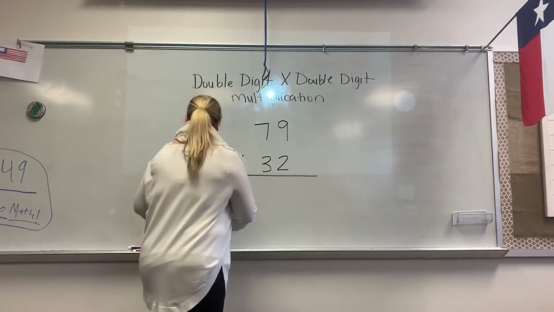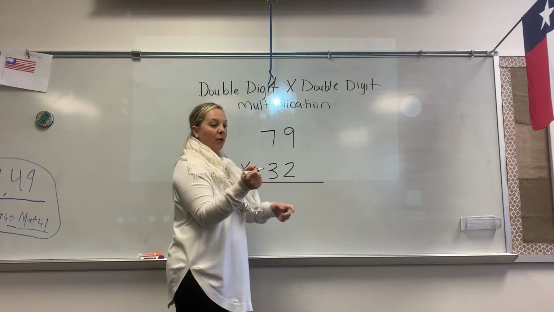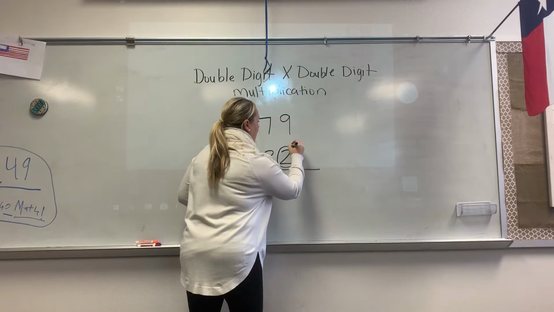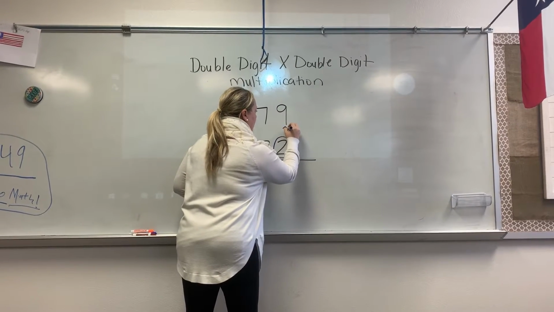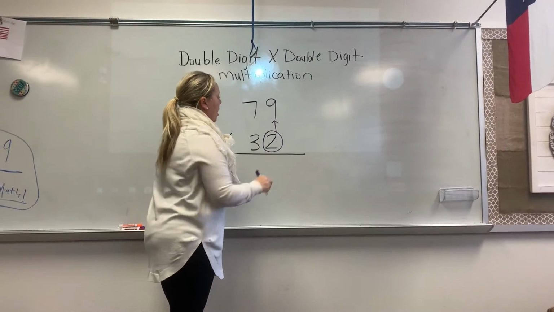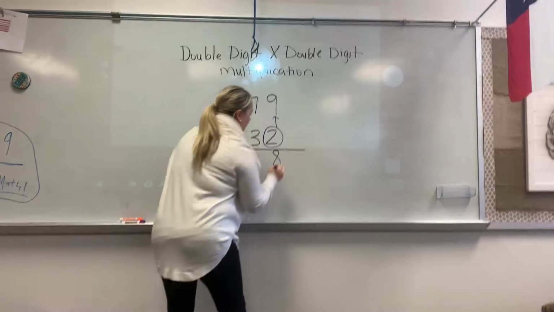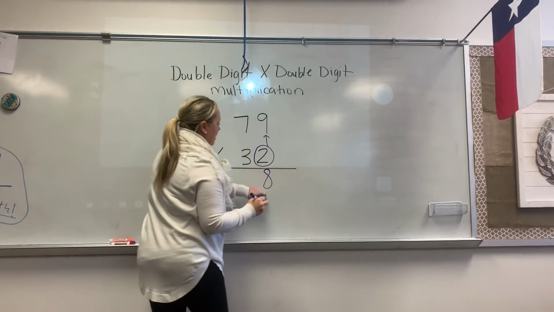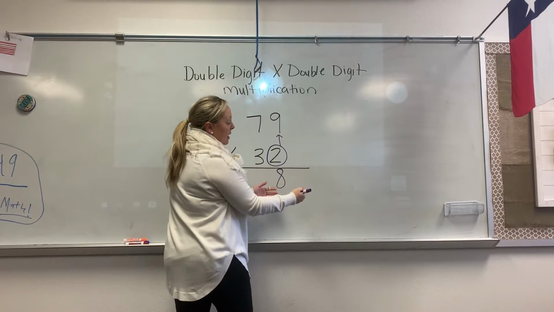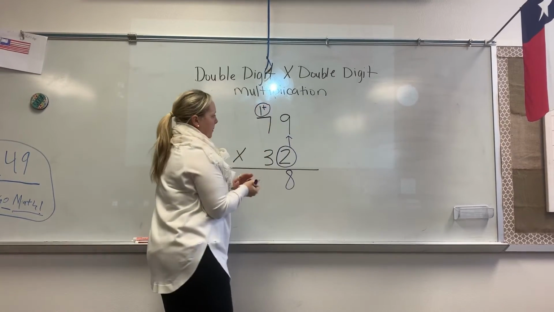The first thing I need to do is take my number that's in my ones place and distribute it. I'm going to grab the 2, kind of lasso him, and then distribute him to the ones place. I always have to distribute my 1 to my ones place first. When I distribute the 2 to the 9, that makes the number 18. I put my 8 below the ones place, and I carry my 10 because 18 is really 10 plus 8.